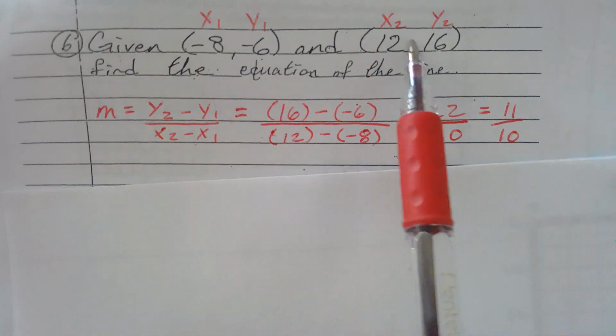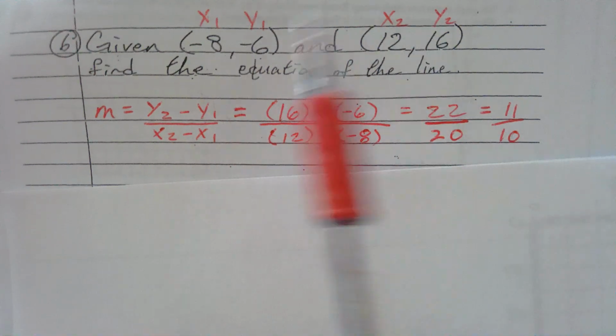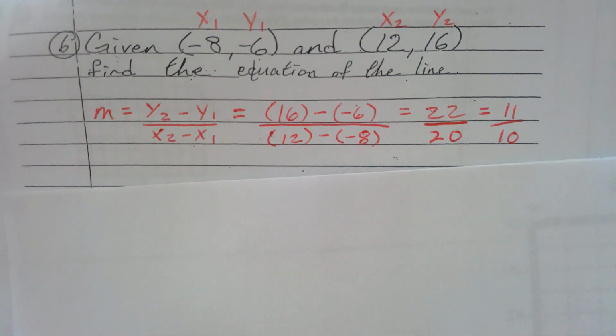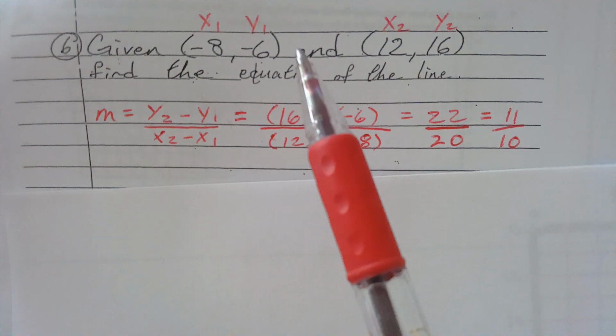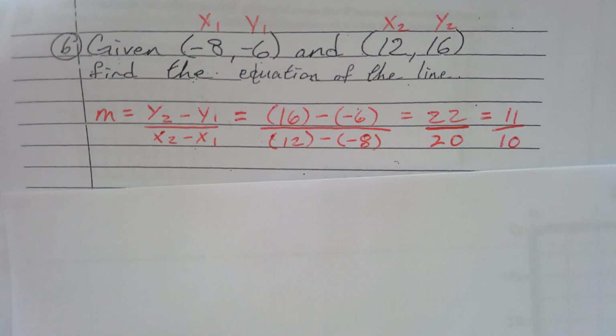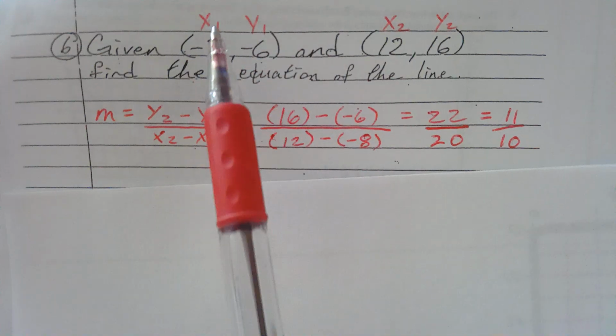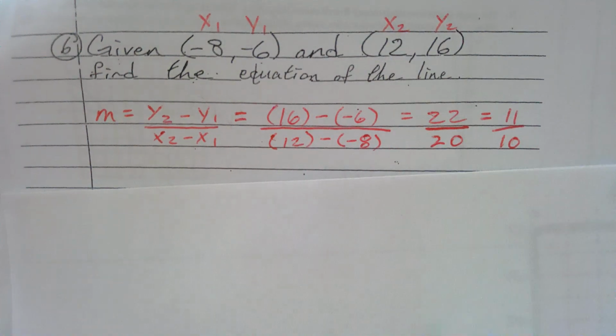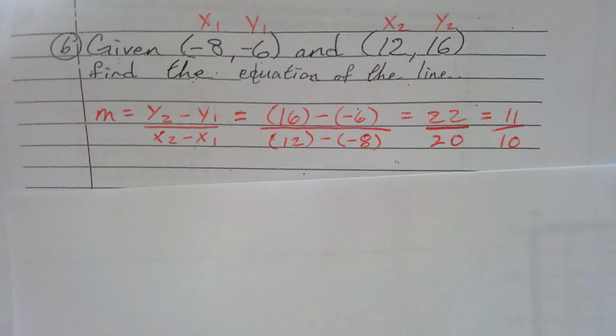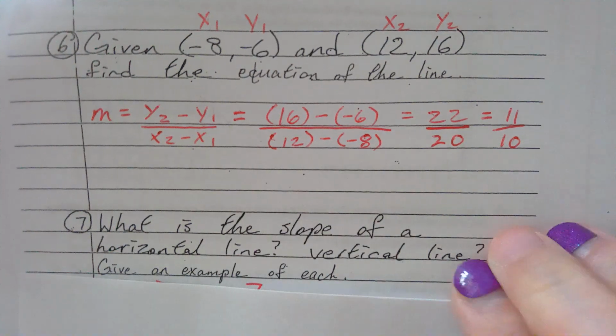Does it matter which point I say is 1 and 2? No, it doesn't matter. I'm measuring the steepness of the line. Whether I go from this point to this point or this point to this point, it's still the same steepness. So it doesn't matter which one I call 1 and 2. I just have to be consistent when I label it.